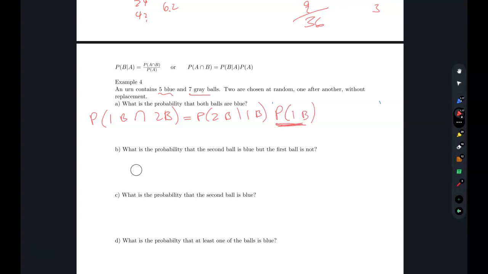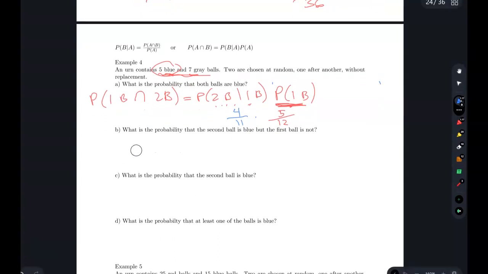So let's do this one first. The first is blue means that when I went initially to pick it, I chose one of those 5 out of the 12. So now I only have 11 balls to pick from, and there's only 4 blue ones left. So that would be the answer.